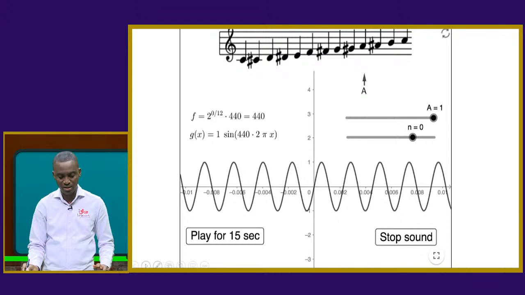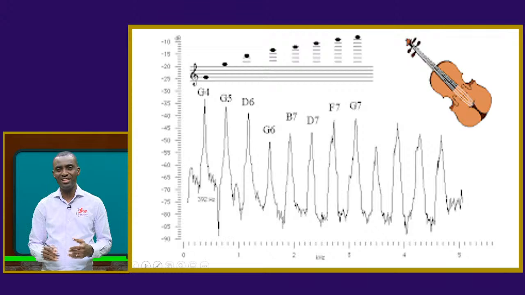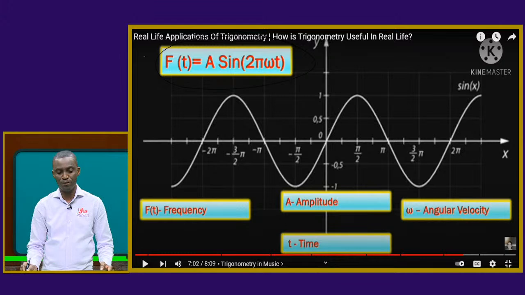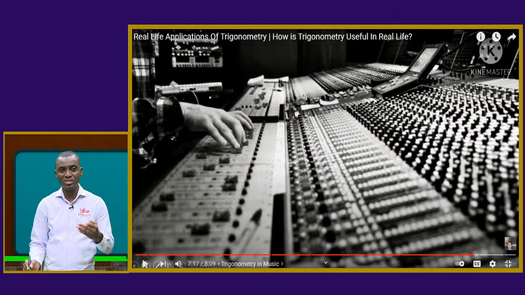Now, when we come to the music industry, we need trigonometry. Surprised? Yes. Music has sinusoidal curves, amplitudes, and frequency in musical instruments, and we need trigonometry to calculate that. If you look at this formula here, that is a trigonometric formula, right? Sine and cos and the rest, it means that trigonometry is not only for learning in the classroom. Building musical instruments, you need the concept of trigonometry.